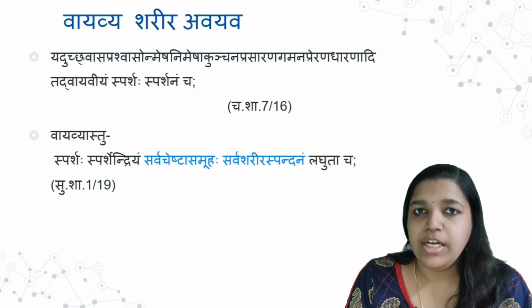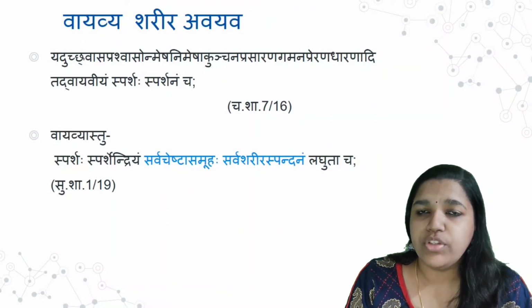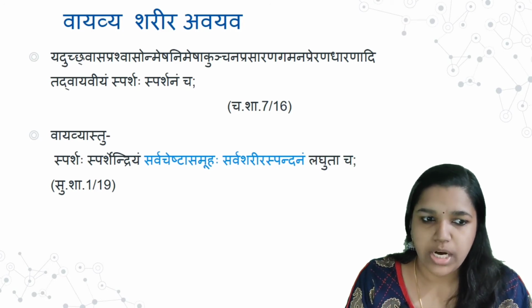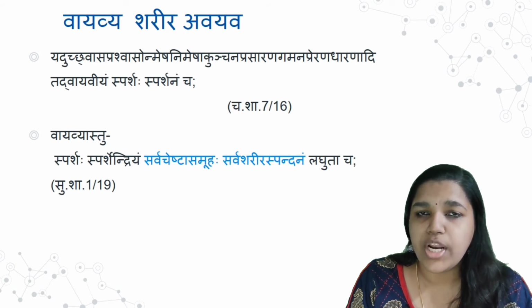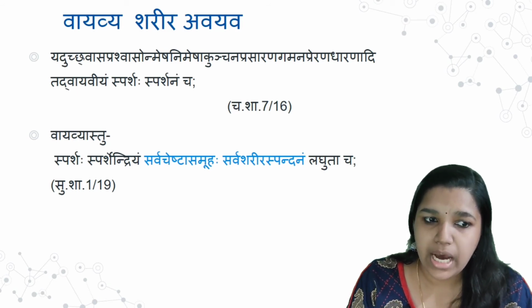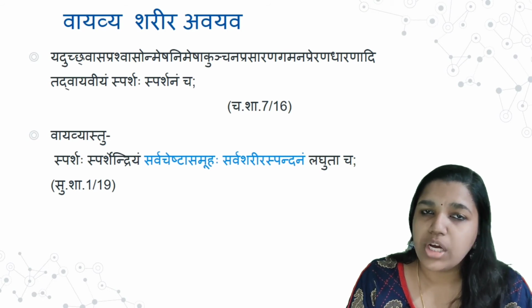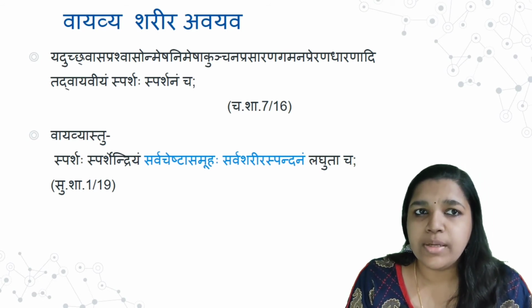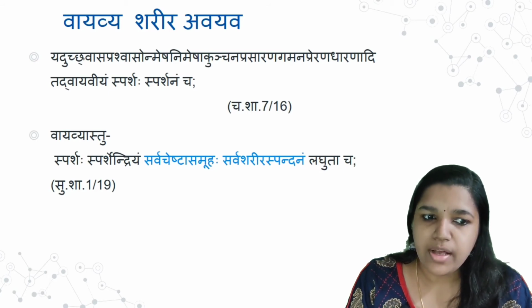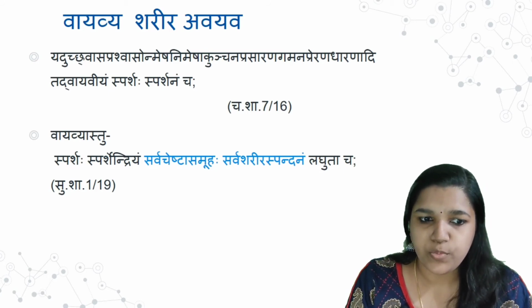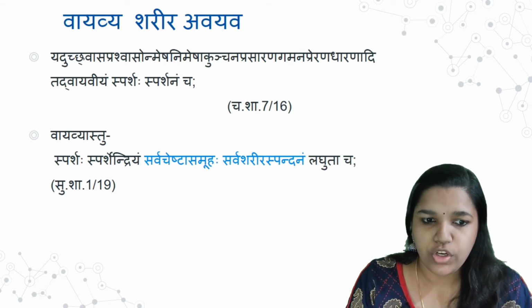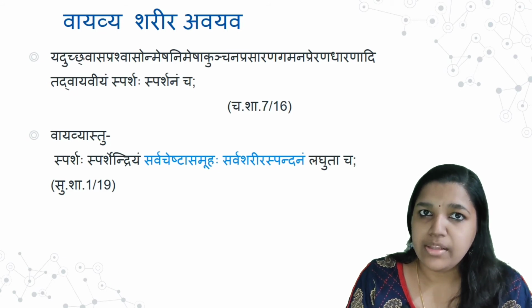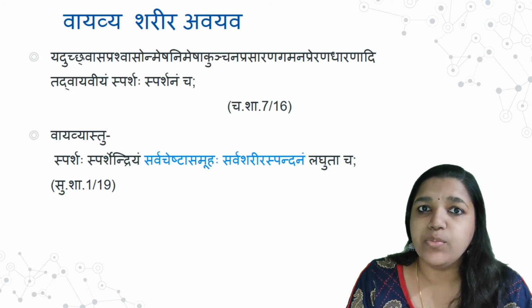Vayavya Sharira Avayava. The avayavas or organs or parts of the body which have the predominance of Vayu Mahabhuta. Yat Uchvasa, Prashvasa, Unmesha, Nimesha, Akunchana, Prasarana, Gamana, Prerana, Dharanati, Tad Vayaviyam Sparshaha Sparshanam Cha. So the functions in the body like Uchvasa, Prashvasa, that is inspiration and expiration, Unmesha, Nimesha, that is blinking of eyes, opening and closing of the eyes, Akunchana, Prasarana, that is flexion and extension, Gamana, Prerana, Dharanati, that is the different types of movement.